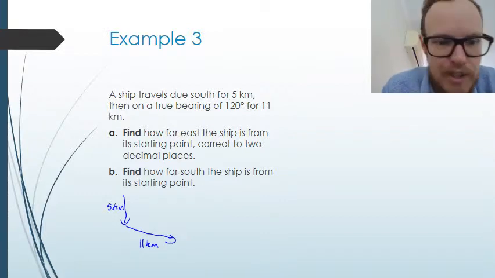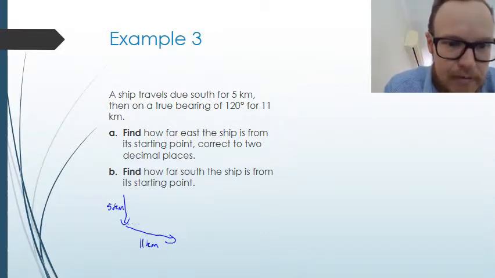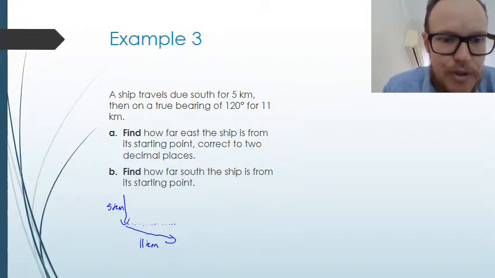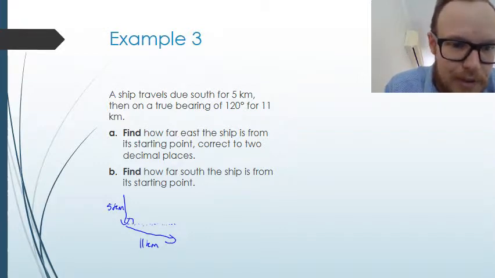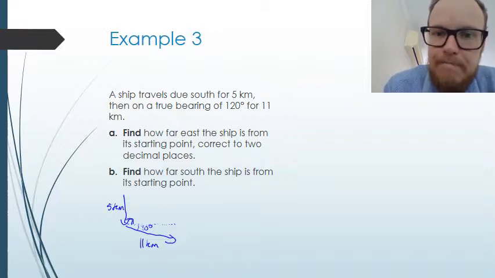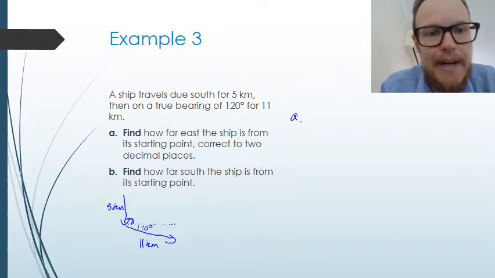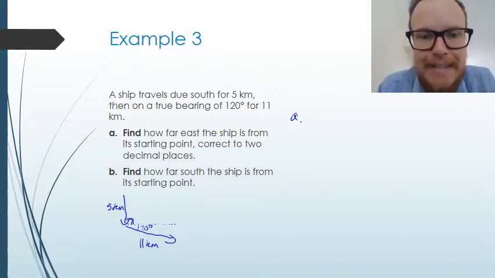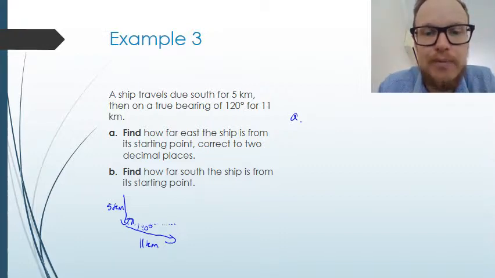So we can just split up our plane here into what we know as right angle. There's a right angle here, and then this angle here is going to be 30 degrees more, because this is going to help us when we're writing and finding our solutions for part A and part B. So for part A, we're asked how far east the ship is from its starting point, correct to 2 decimal places.